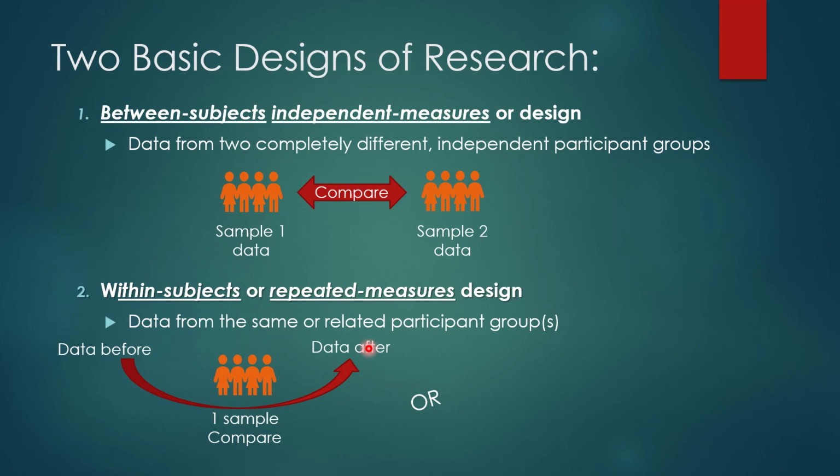Now this is just one type of within subjects design. An alternative might be that we have one sample and they're measured at time 1, time 2, and time 3, or condition 1, condition 2, and maybe even a condition 3. So the idea is we're repeating these measurements. So it's within subjects or repeated measures design.